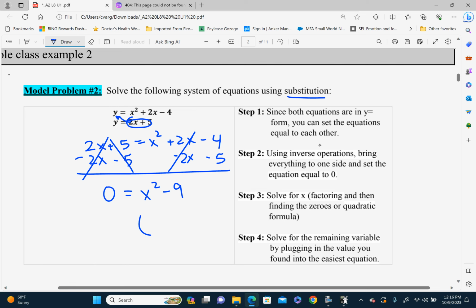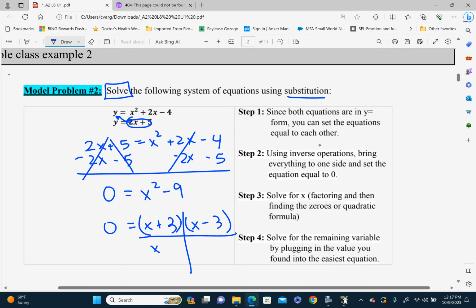So here I can double bubble and figure out what this is going to be. Reverse FOIL, x and x, 3 and 3. To get the middle terms to cancel out, one has to be positive, the other one has to be negative, set it equal to 0, right? Keyword here is solve. So we need to take each of these.